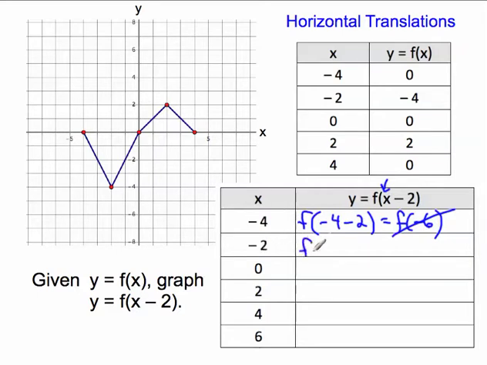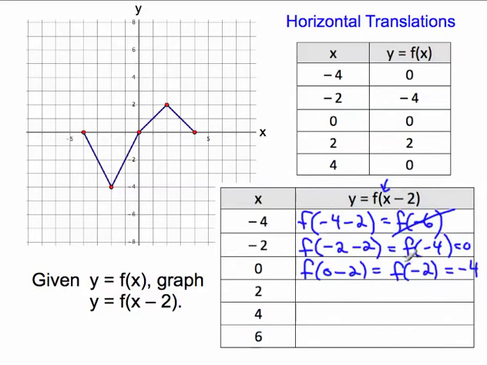When x is negative 2, f of x minus 2 becomes f of negative 2 minus 2 is equal to f of negative 4, and that's going to be equal to 0, looking it up on the table above. When x is 0, f of x minus 2 is f of 0 minus 2. So f of negative 2, and f of negative 2 from the graph above is negative 4. When x is 2, we get f of 2 minus 2, that's f of 0, and f of 0 from the graph is 0, or from the table is 0.